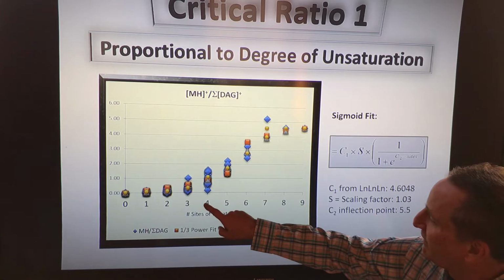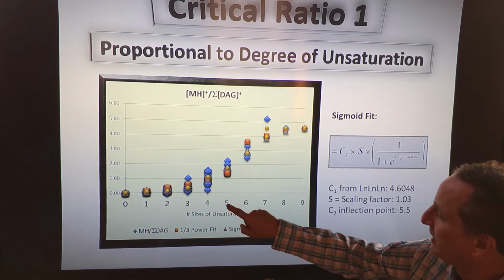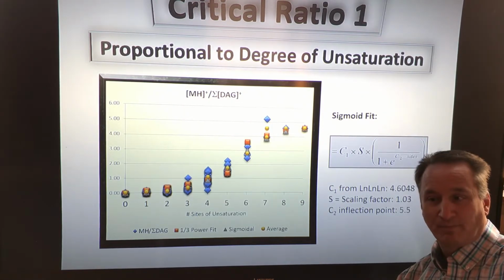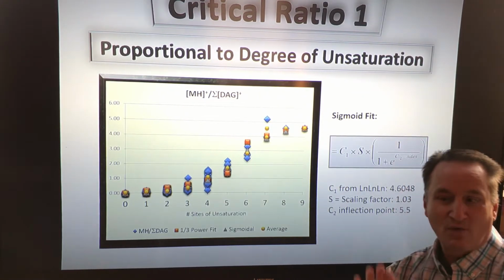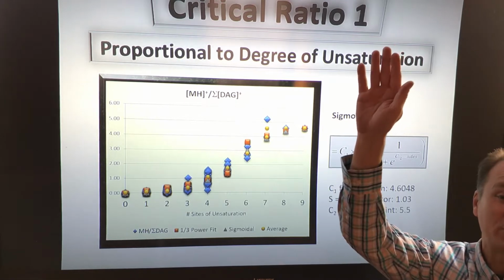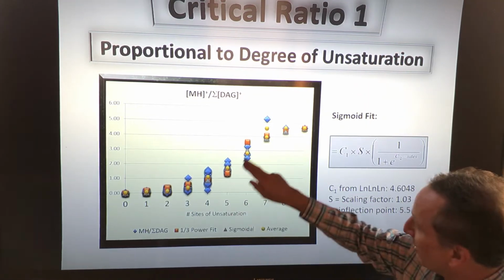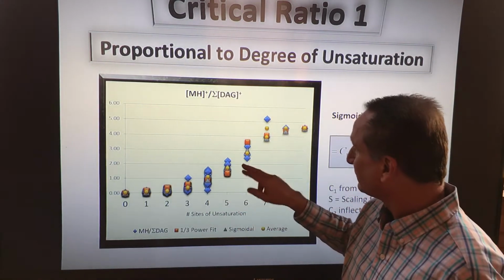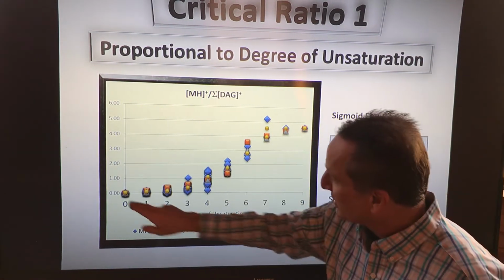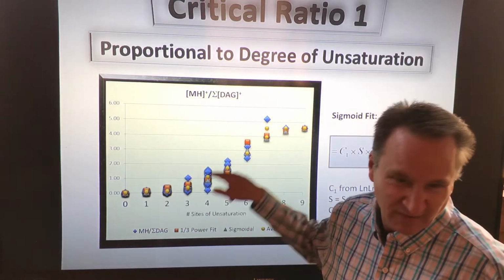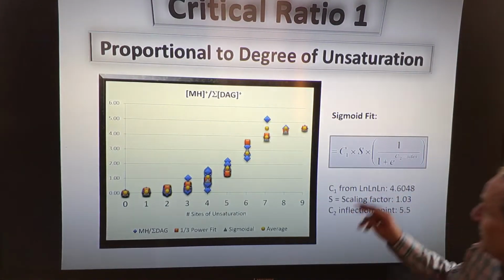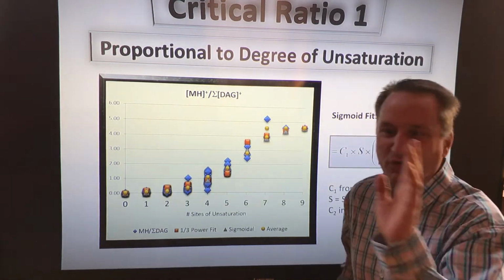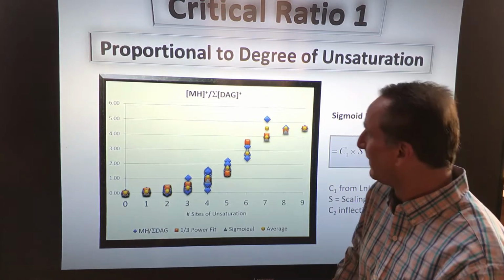Then by the time you get to the 4th and 5th sites of unsaturation, it's going to flip from being a mass spectrum that has a small protonated molecule to now one where the protonated molecule is the base peak, the largest peak. And so that flip occurs down here in about 4 to 5 sites of unsaturation. And after that, you can see it's kind of a sigmoid shape. And so I modeled it to have this equation, a sigmoid, just a kind of a first approximation of a model.